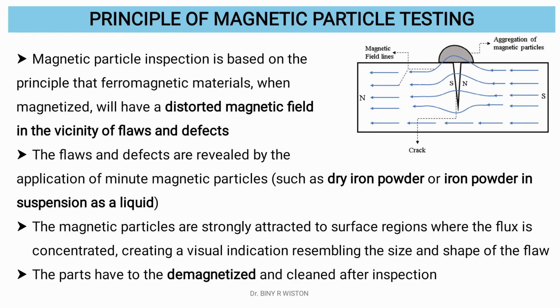This variation in the magnetic field can be identified by sprinkling magnetic particles on the surface of the part to be inspected. The material will be attracted to the edge of the crack. Critical investigation will reveal the pattern of the defect in the surface or subsurface of the part.